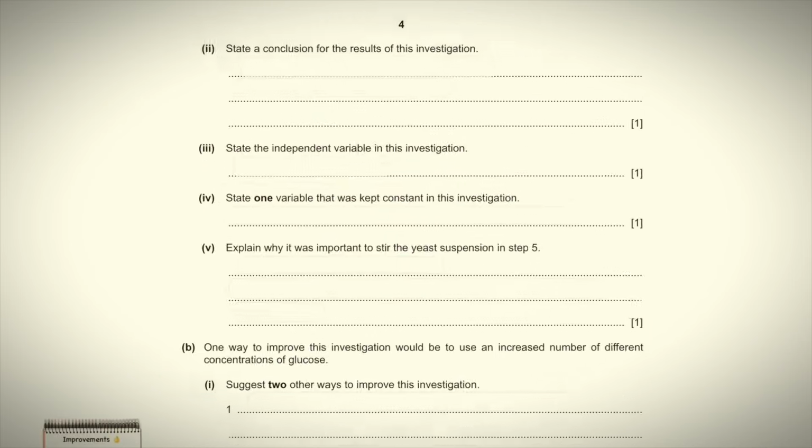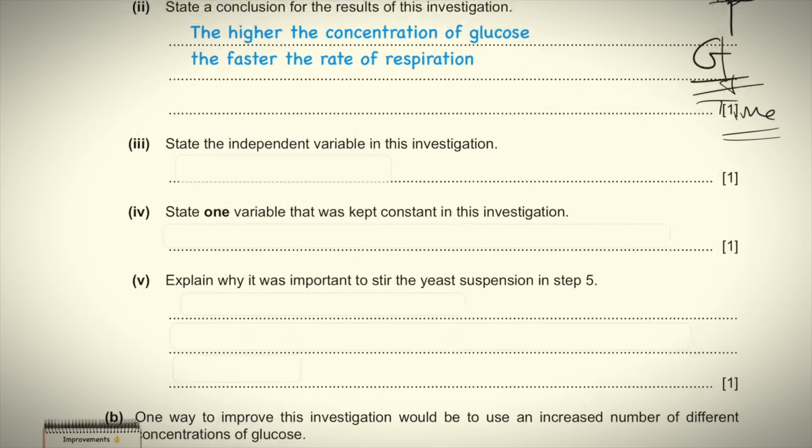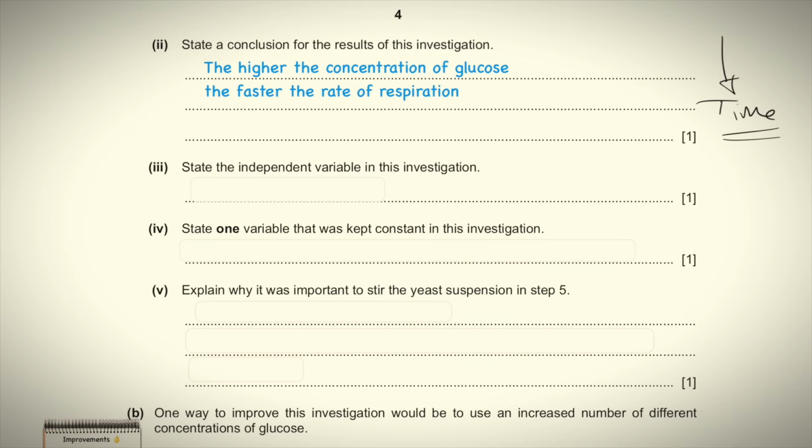Next part, state a conclusion. What would be the most obvious conclusion that you can come up with in this investigation? It seems very obvious that there's a negative correlation here, right? When there is more glucose, the time is less. It's getting shorter. So I say the rate of respiration is getting faster as the concentration of glucose increases. Or you can say the time it takes for the color to change is shorter when the concentration of glucose is higher. Try to make it simple and basic. You don't need to go into any further detail about glucose because it's just worth 1 mark.